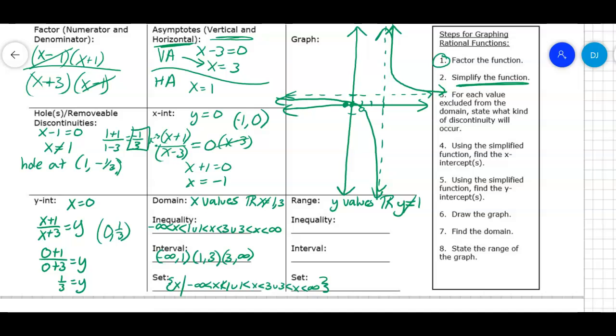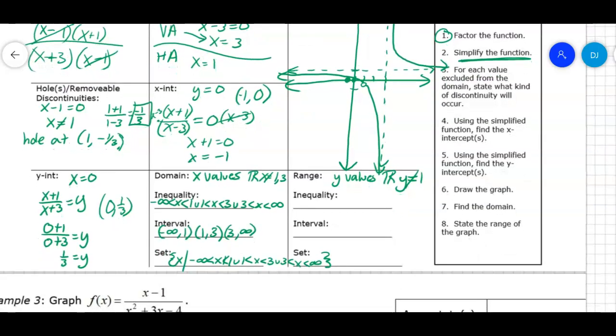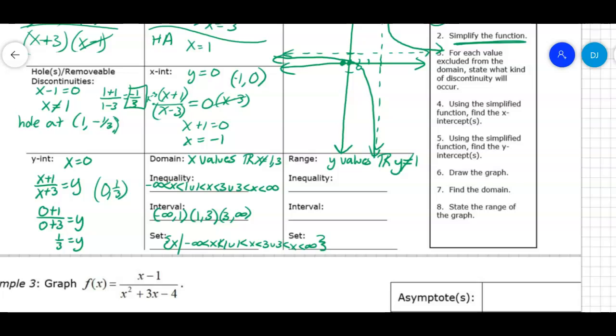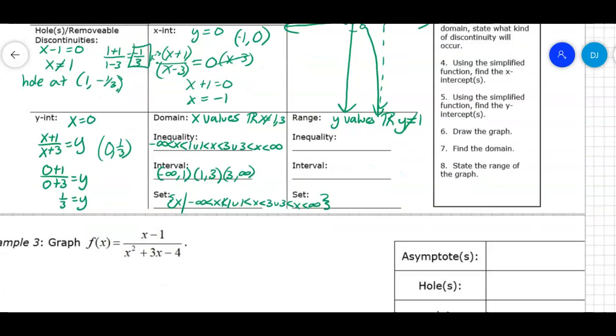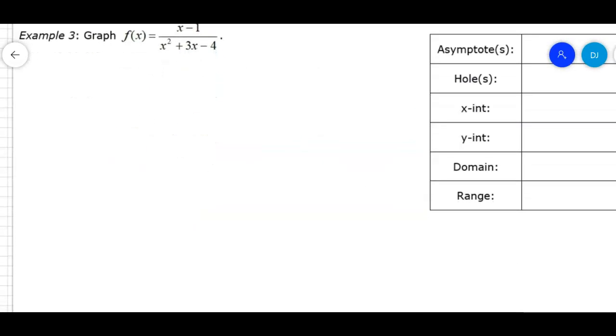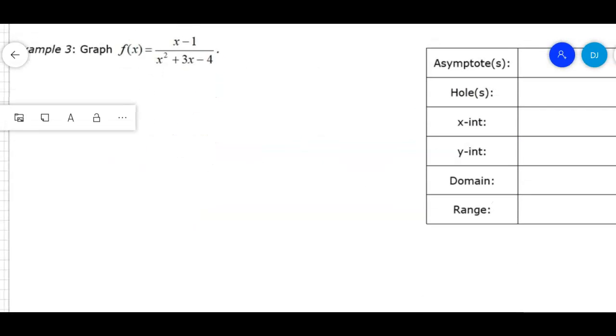Okay, so let's go ahead and take a look. You can go ahead and fill out the rest for inequality, interval, and set builder notation based off of what we did for the domain. Let's go ahead and take a look at this next graph. So example 3. I would like you to go ahead and try this out on your own.